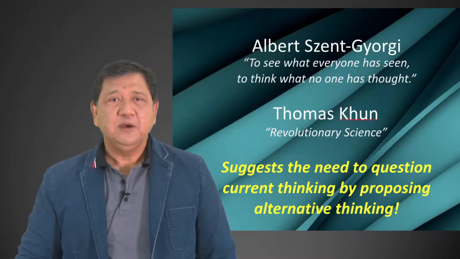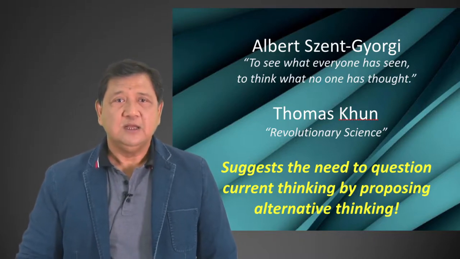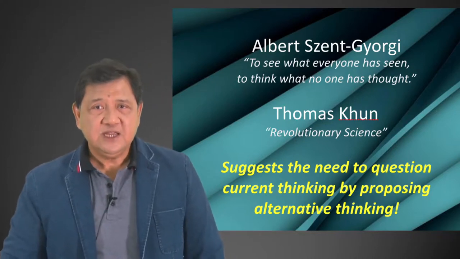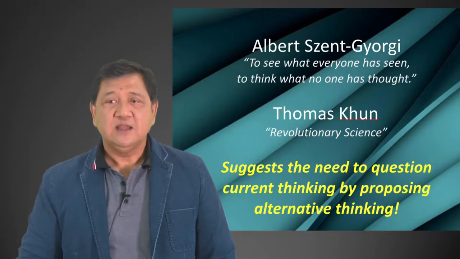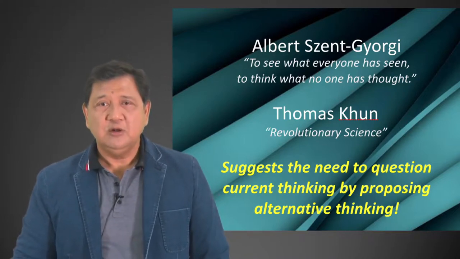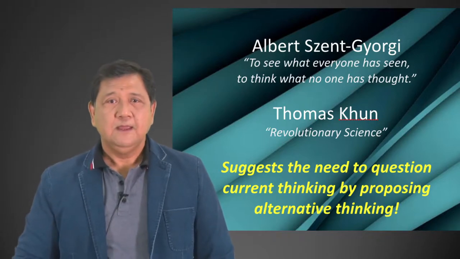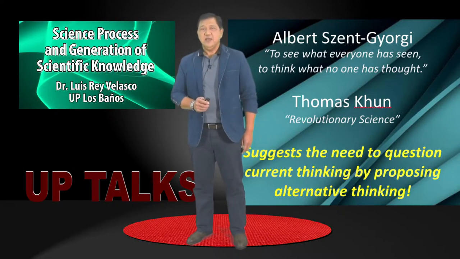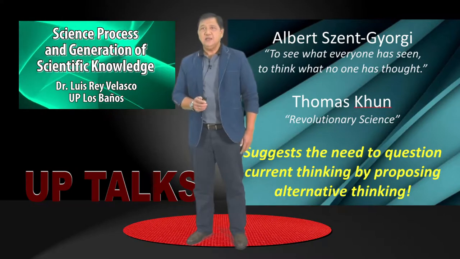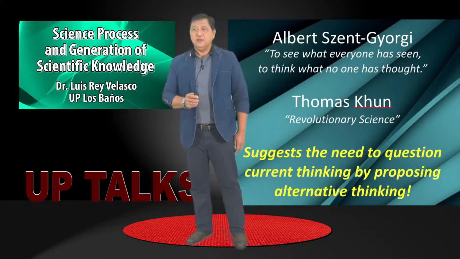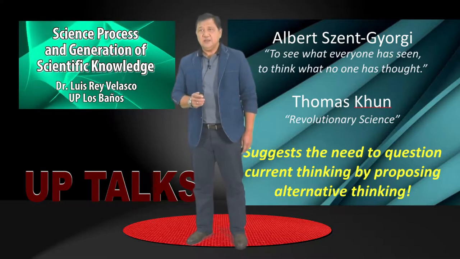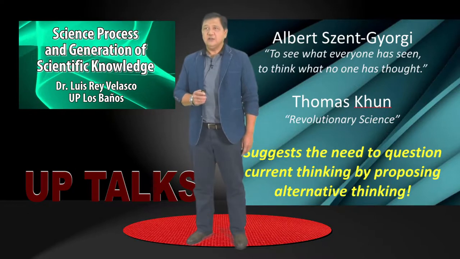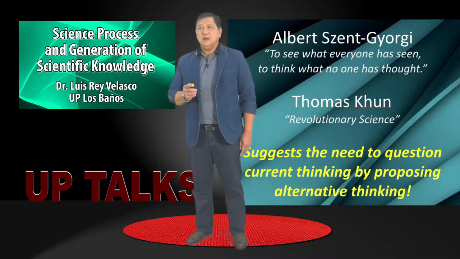Citing Albert Szent-Györgyi, a Nobel awardee in physiology and medicine, who says that to see what everyone has seen, and to think what no one has thought about, is the way to go and practice good science. Thomas Kuhn relates this to what he calls revolutionary science, and he suggests the need to question current thinking by proposing alternative thinking. And this must be something that is consciously done by anybody practicing science, to always offer an alternative to what we have concluded.